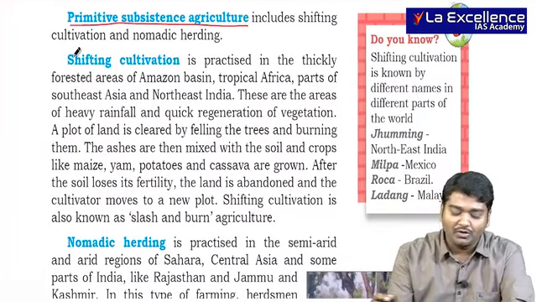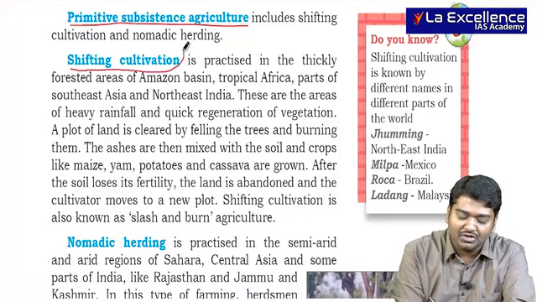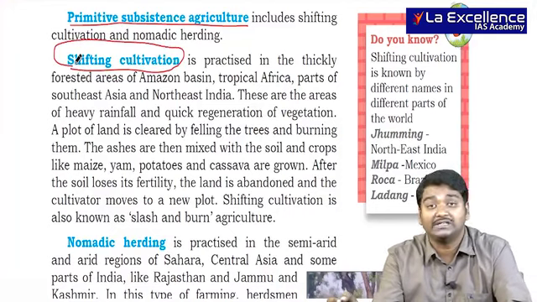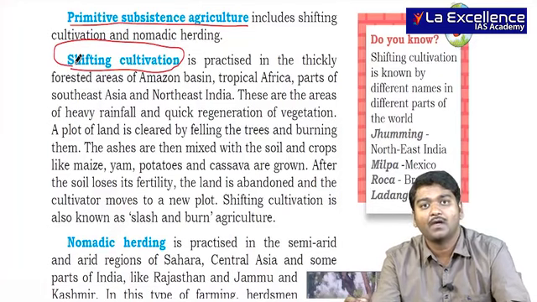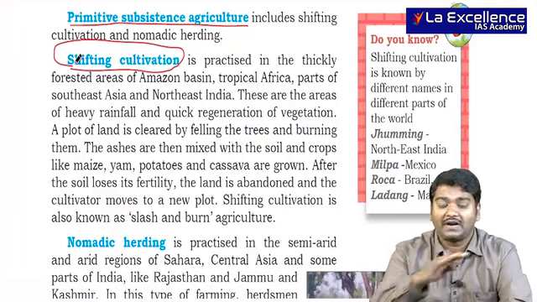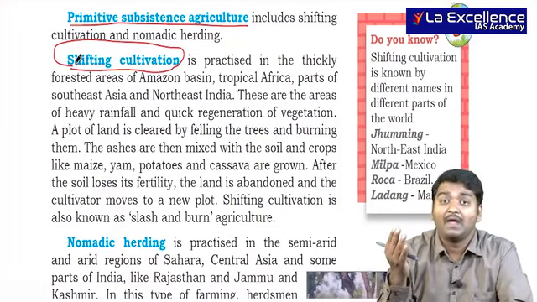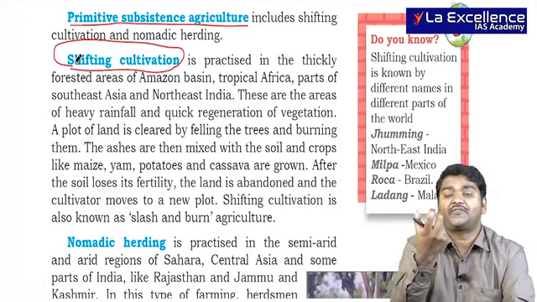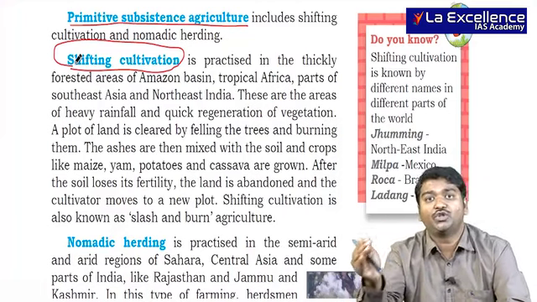And then we also come across something called primitive subsistence farming. Here I already told about shifting cultivation or slash and burn cultivation in the 7th standard NCERT book, where I was talking about cutting the trees, burning them and then growing there. Once the fertility is lost, you again move to the new area.